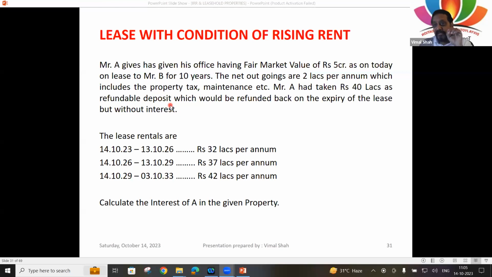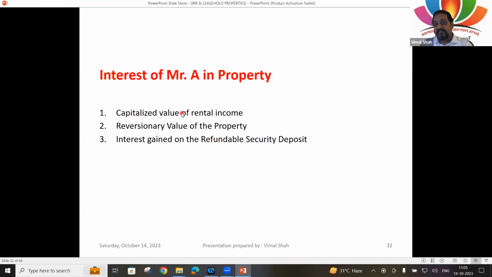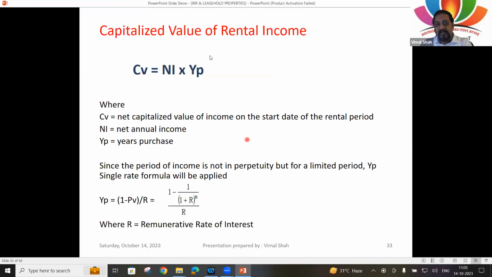So whatever is the interest on 40 lakhs, that is also a benefit to Mr. A. So here we will be calculating 3 benefits for Mr. A in the property: the capitalized value of rental income, the reversionary value of the property, and the interest gained on refundable security deposit. Now for this capitalized value of rental income, I am using this formula CV is equal to NI into YP.